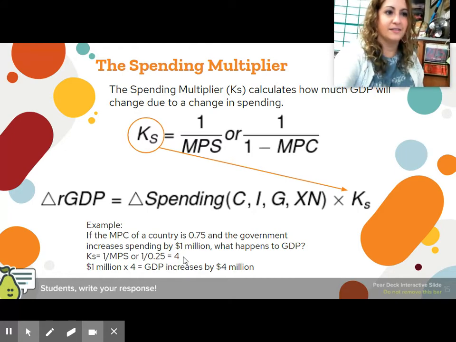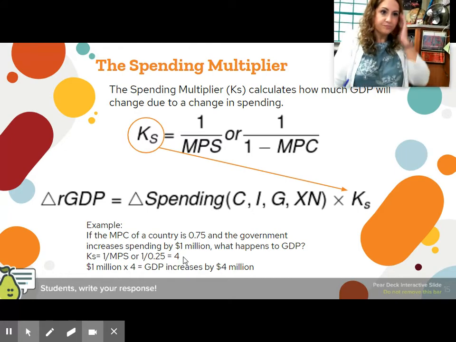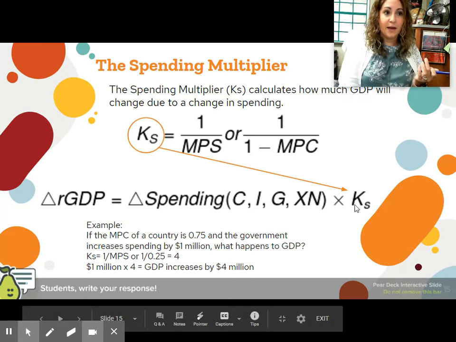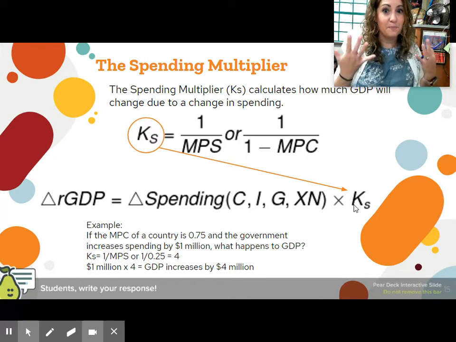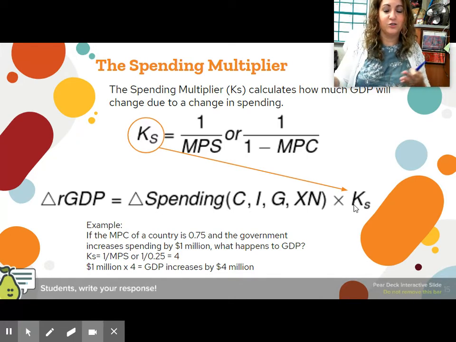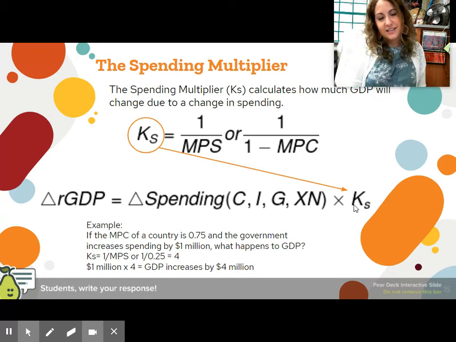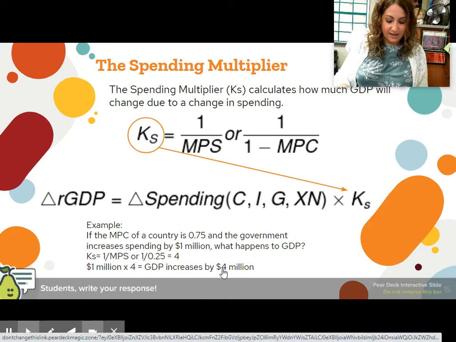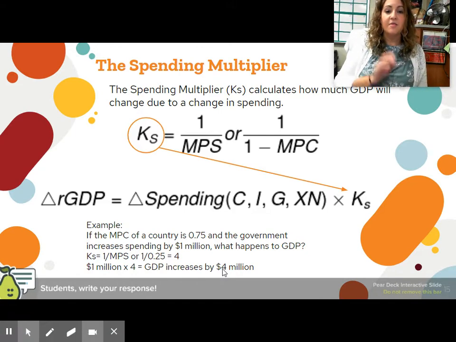That is necessary. Okay, so what do you do with this 4? That is your spending multiplier. So you multiply that by, you'll never guess what, spending, because it's the spending multiplier. So you're going to multiply it by the spending to get a change in GDP. Well, the spending was $1 million. We just solved the multiplier is 4. So it's 1 million times 4, which is $4 million. So if the government decides to spend $1 million for whatever reason, in this case, GDP will actually increase by $4 million. It has a 4 times effect because our multiplier was 4.